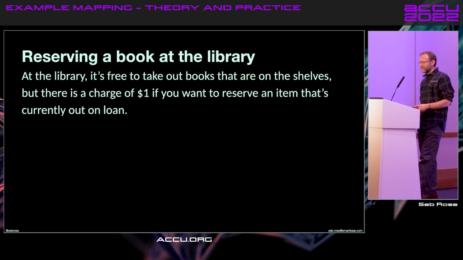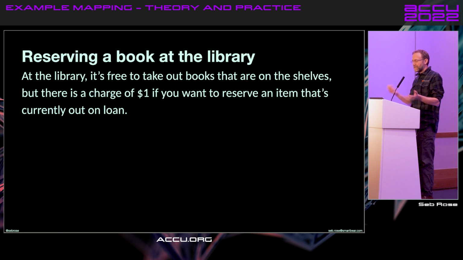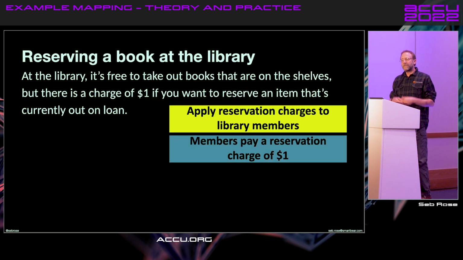So what I've just described here is reserving a book at a library. It's free to take out books, but you have to pay $1 or £1 if you want to reserve an item that's currently out on loan. So at the beginning of the example mapping session, and here I'm simplifying it massively because, well, 20 minutes and it's just an introduction, we have the story, which is that the library board has decided they want to apply reservation charges to library members. And the rule here is that members will pay a reservation charge of $1.